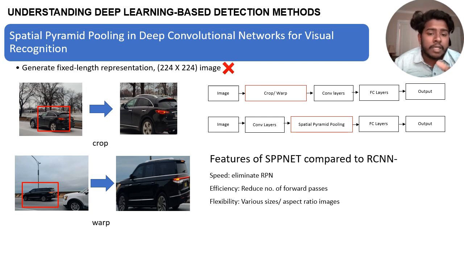Because of this, the SPP net eliminates the regional proposal network, and it also reduces the number of forward passes in the process. So the efficiency of this method increases.